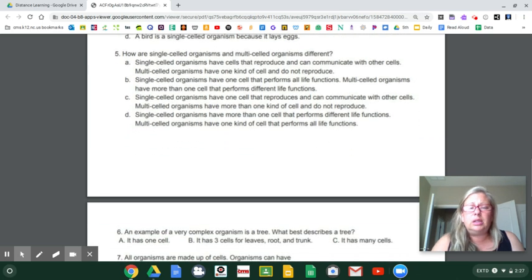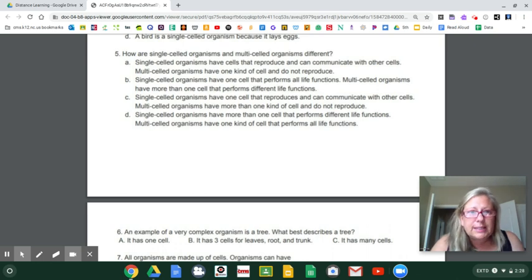Number 5. How are single-celled organisms and multi-celled organisms different? A, single-celled organisms have cells that reproduce and communicate with other cells. I don't think so. I think they do all their processes with just one cell. I'm not going to read the rest for now. I'm going to go to B. Single-celled organisms have one cell that performs all life functions. So far, so good, right? Multi-celled organisms have more than one cell that performs different life functions. That sounds really good to me.